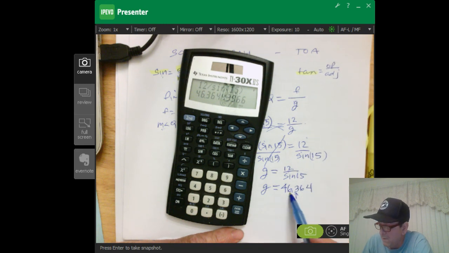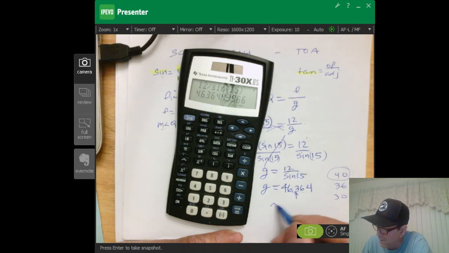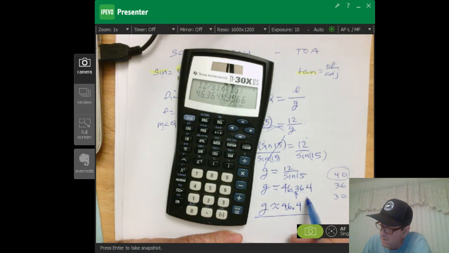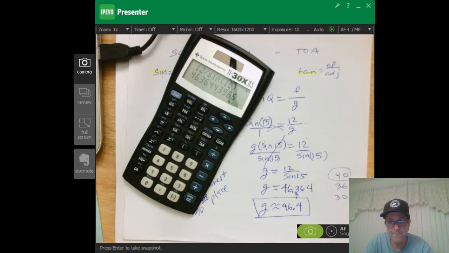Now that's our tenths place, right? Tenths, hundredths, thousandths, ones, tens. So that's the tenths place. We want to round it off here. So we're going to look at 36. Is that closer to 40 or closer to 30? It's closer to 40. So when we round this off, it's going to be 46.4. And there we have that answer.